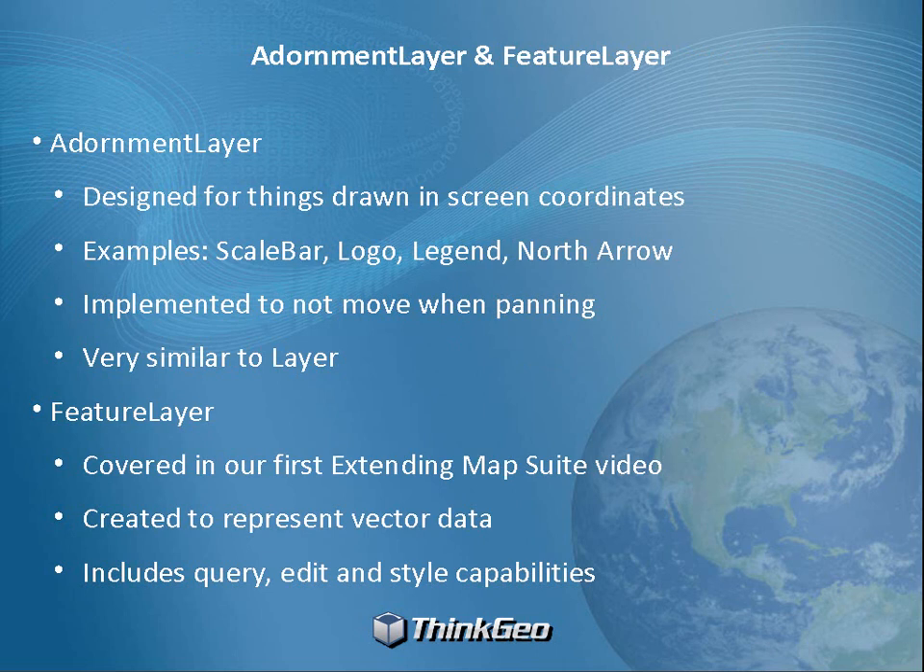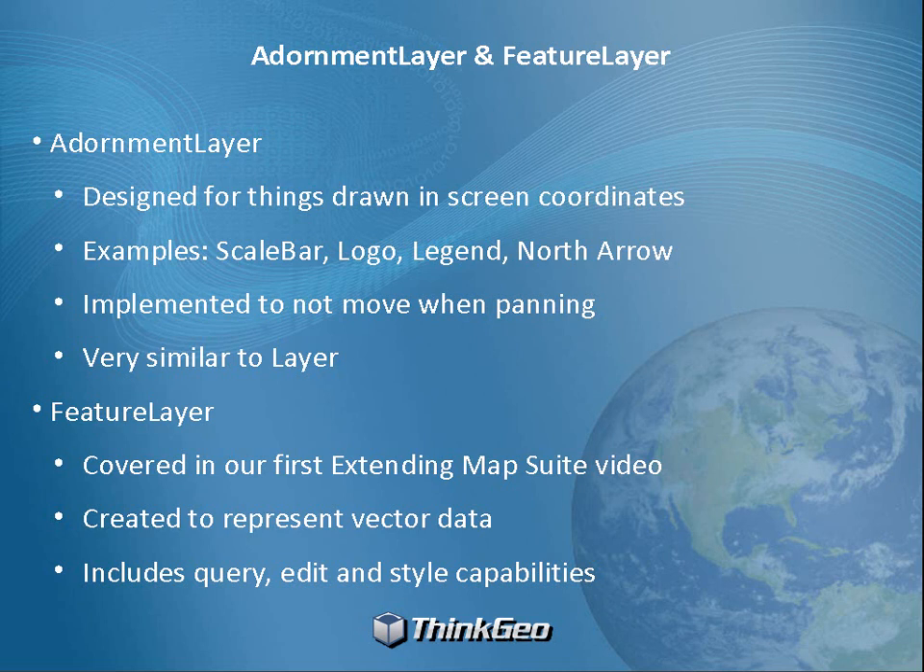So we're going to talk about the adornment layer and feature layer now. The adornment layer was designed to draw things in screen coordinates, and there's often the case where there's things that you want to draw on the map that aren't in geographic coordinates, like a north-facing arrow or a scale bar or a legend. And so we've come up with this concept of an adornment layer, and it's very similar to a regular layer, except that you typically do drawing in screen coordinates.